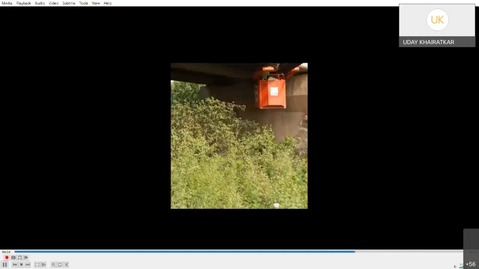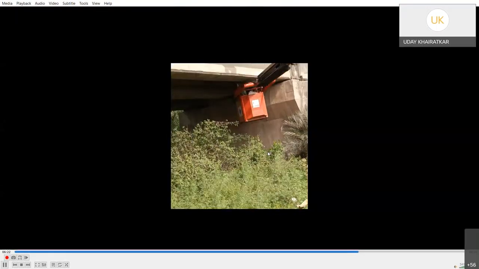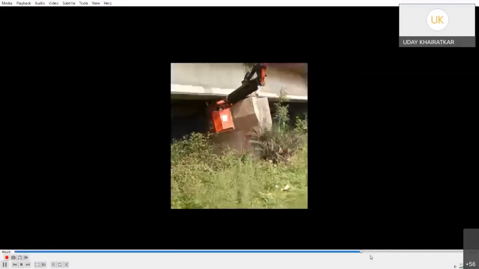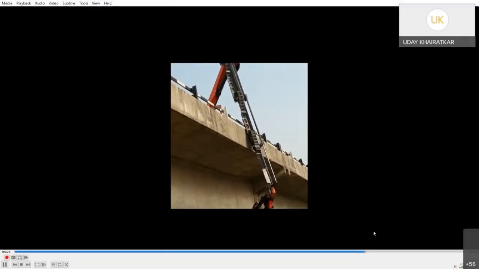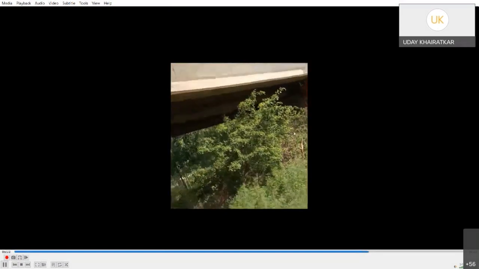The boom is now almost coming out of the surface of the bridge. The main truck, the main equipment, is parked at the top of the bridge.